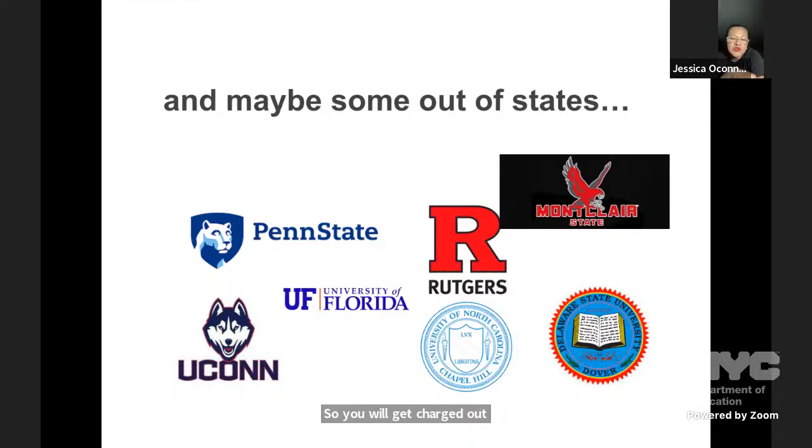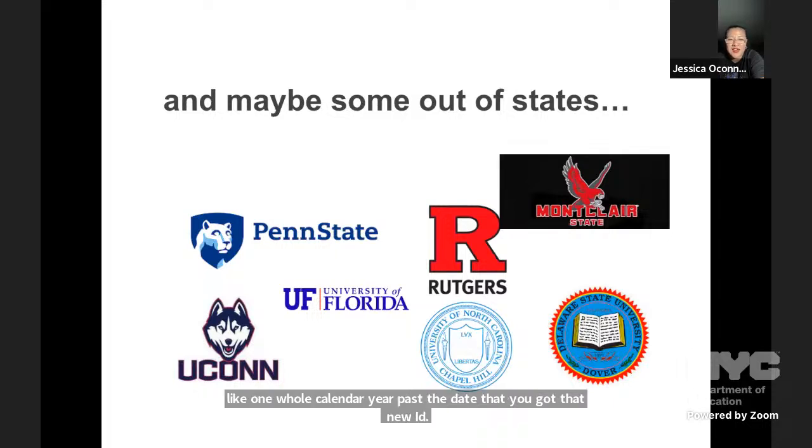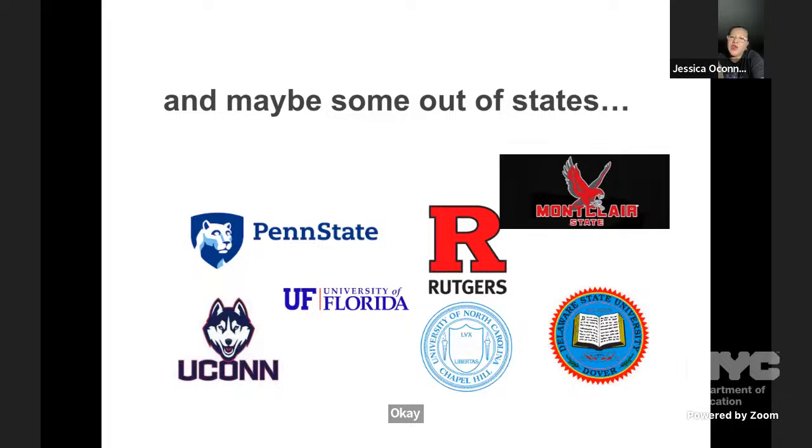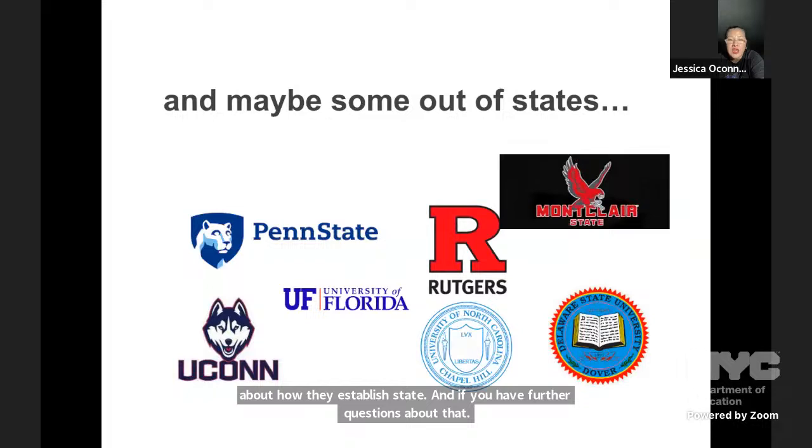You can establish residency by registering to vote in that new state. You can get your driver's license or your state-issued ID in a new state. And then the date that's on the driver's license or the state ID, that's what they gauge the residency by. So it'll be one whole calendar year past the date that you got that new ID, because colleges are pretty stringent about how they establish state residency. If you have further questions about that, I would suggest that you speak directly to the admissions office of the college that you're looking at.